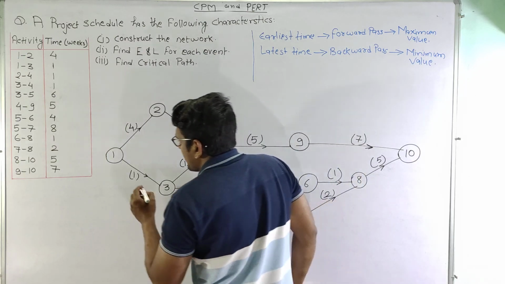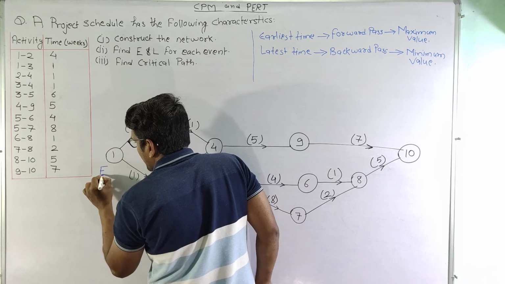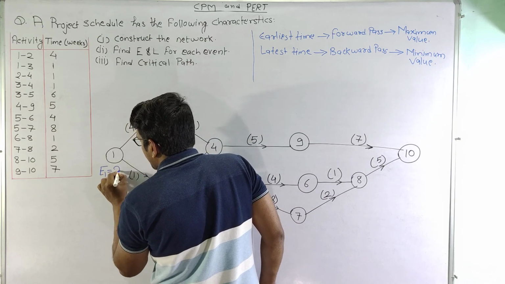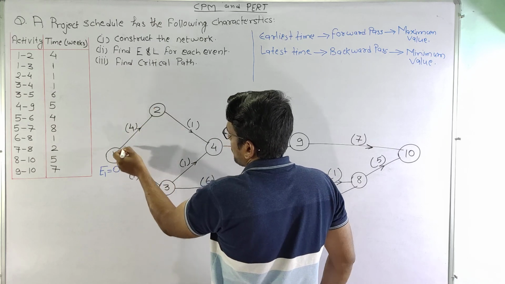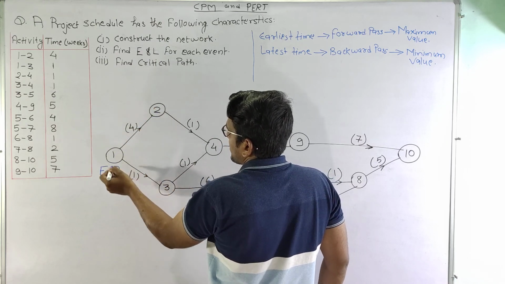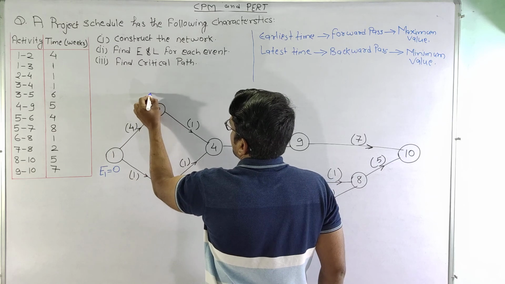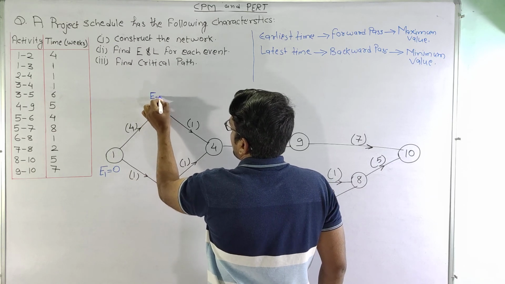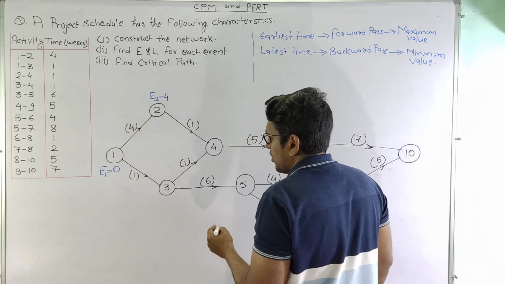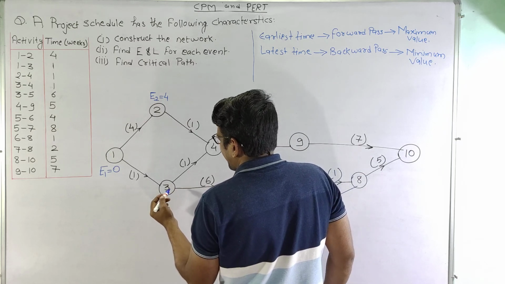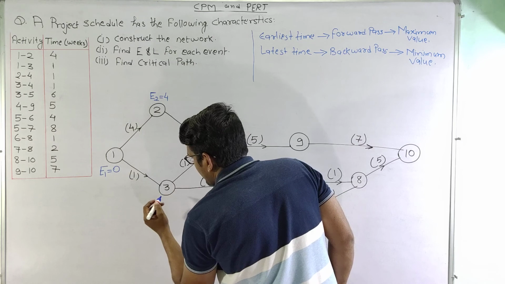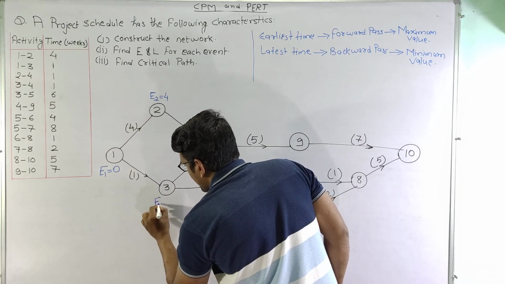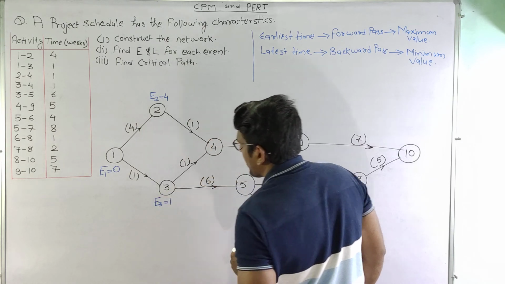So let us start calculating. Initially E1 is equal to 0. Now moving on to 2, we can see that only one arrow is coming here, so we add 0 plus 4 is 4, so the value of E2 is 4. Now moving on to 3, we can see that only a single arrow is coming here, so this is 0 plus 1 is 1, so E3 is equal to 1.